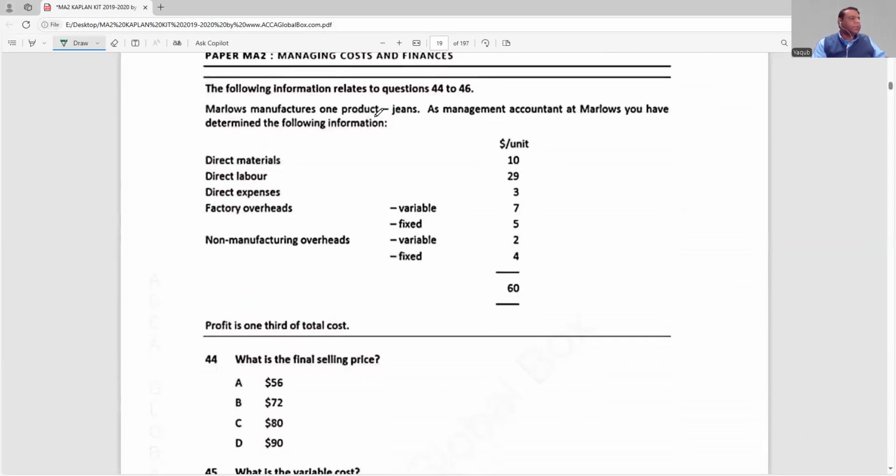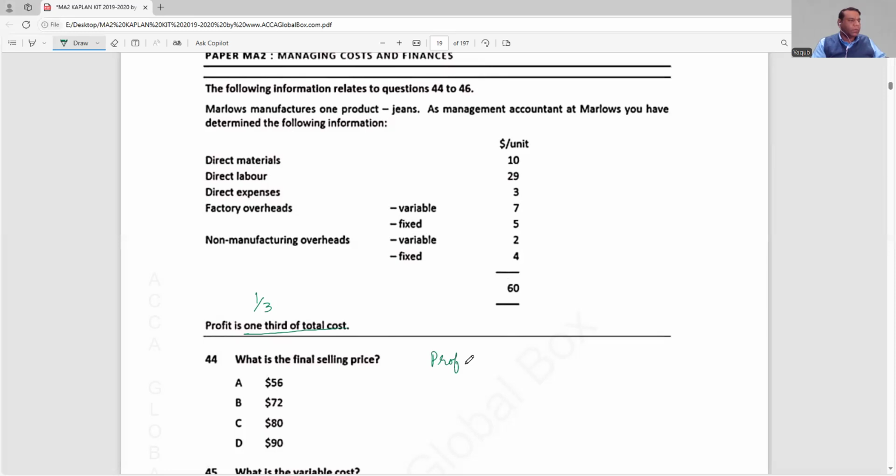Marlowe manufactures one product, jeans. As management accountant at Marlowe, you have determined the following information. The direct material is 10. Profit is one third of the total cost. What is the selling price? He's saying that profit is one third of the total cost. One third means 33%. And he's saying total cost. So total cost is 60.